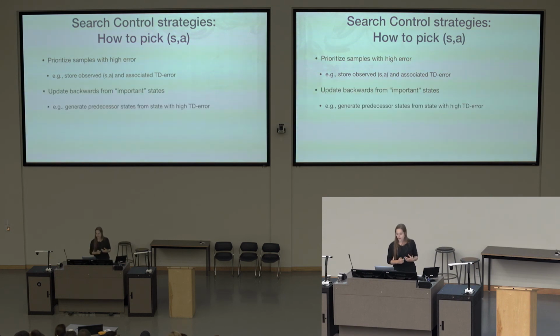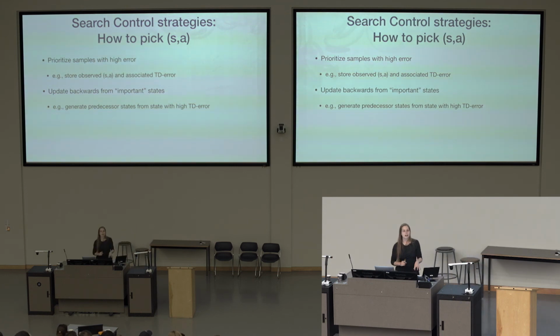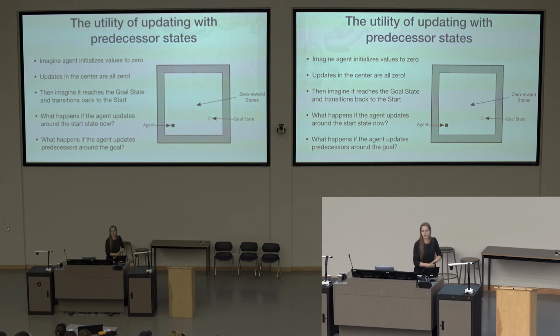Hopefully that's clear. Okay, another thing that you might do is you might say, I just saw some really important state, and I'm going to update backwards from these really important states. So here, important might actually be something like prioritized states. I just saw a state, it had really high error. I'm now going to update backwards from this state. Okay, this is maybe a little less obvious why this is a good idea, so I'm going to get you to think through it with this very simple example.